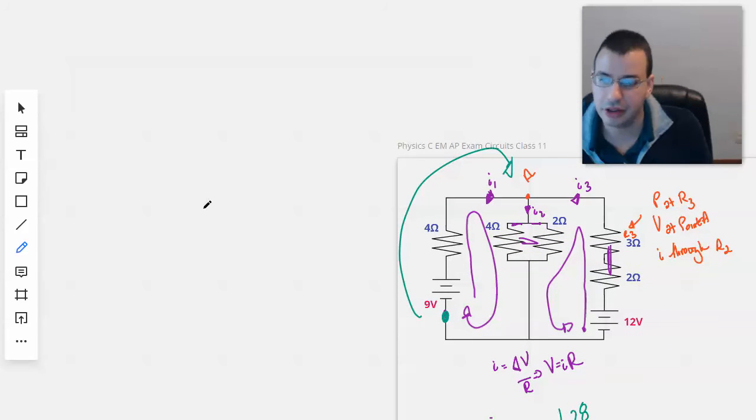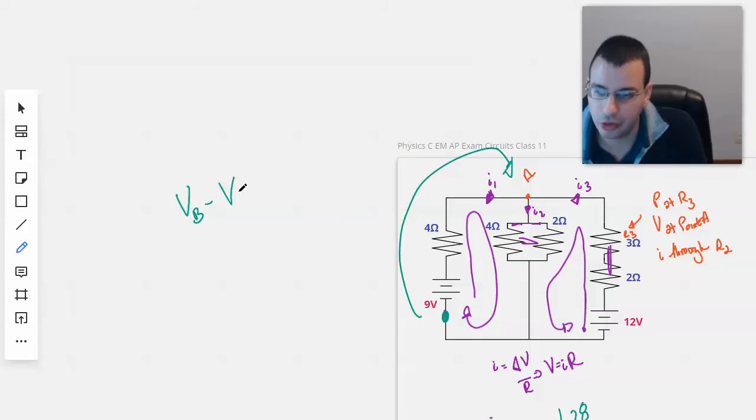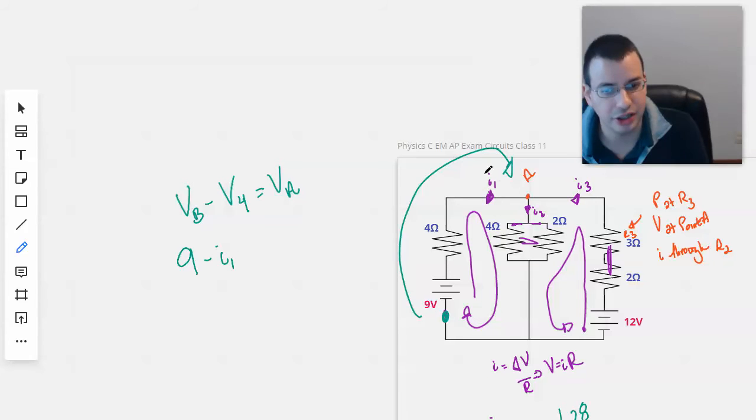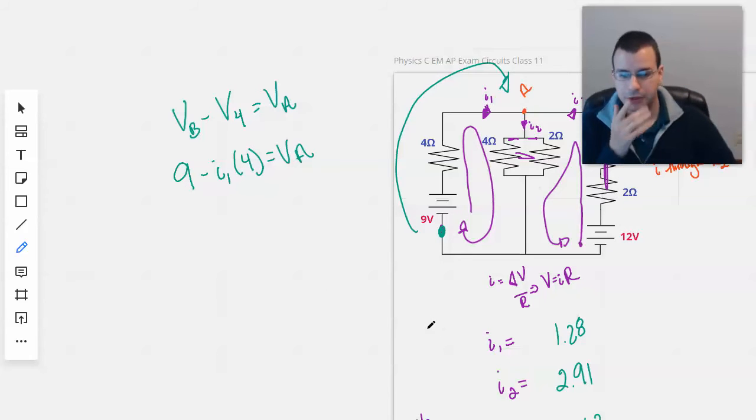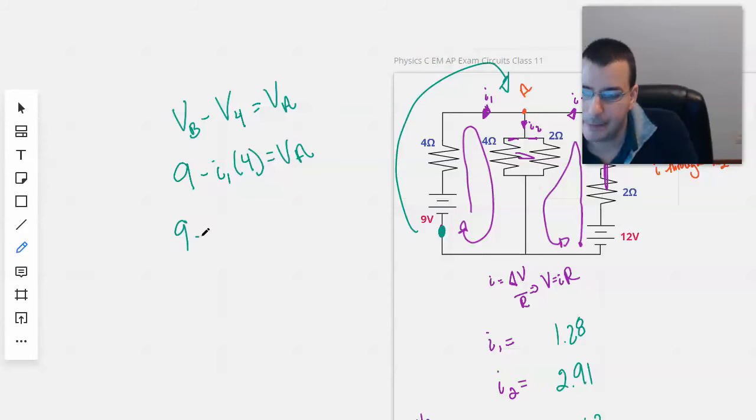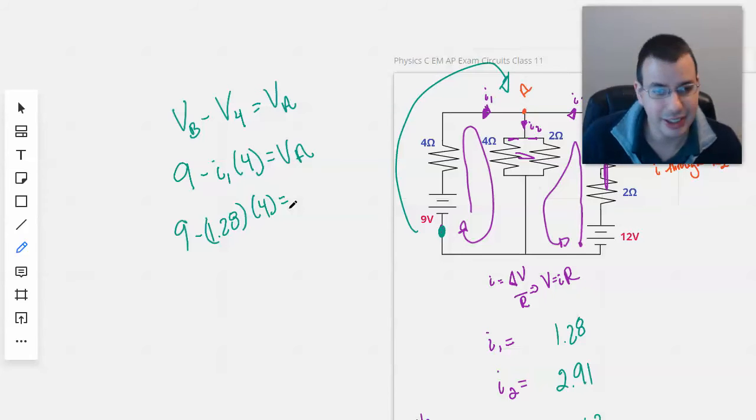So we'll start with, and I'll write this way, voltage at battery minus voltage at the 4 ohm resistor equals voltage at point A. So this would be 9 minus I1, because current 1 is what's passing through resistor 4, times 4 equals voltage A. Okay. So 1.28, 9 minus 1.28 times 4. And at this point, if we get a negative number, we have made a terrible, terrible mistake.